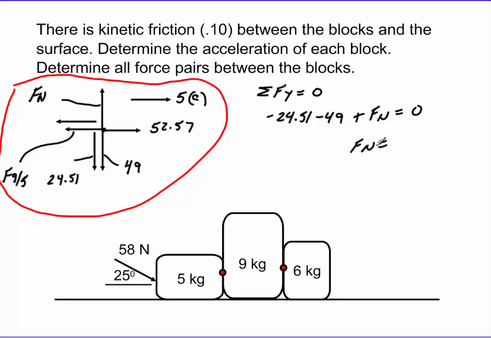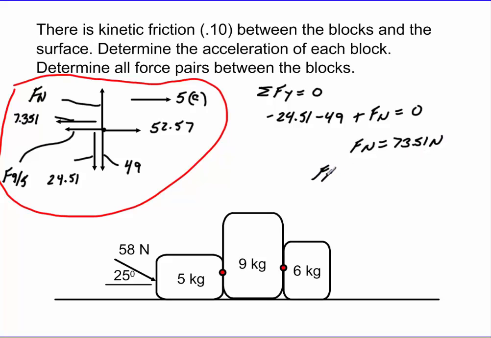Friction is 7.351. Is the normal force 49? So the normal force is not 49. The normal force is 49 plus 24.51, which is 73.51. Does everybody see that? That's critical.